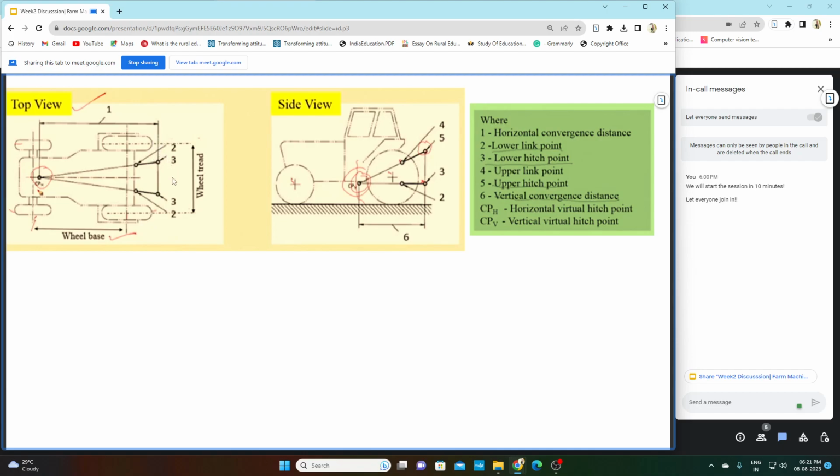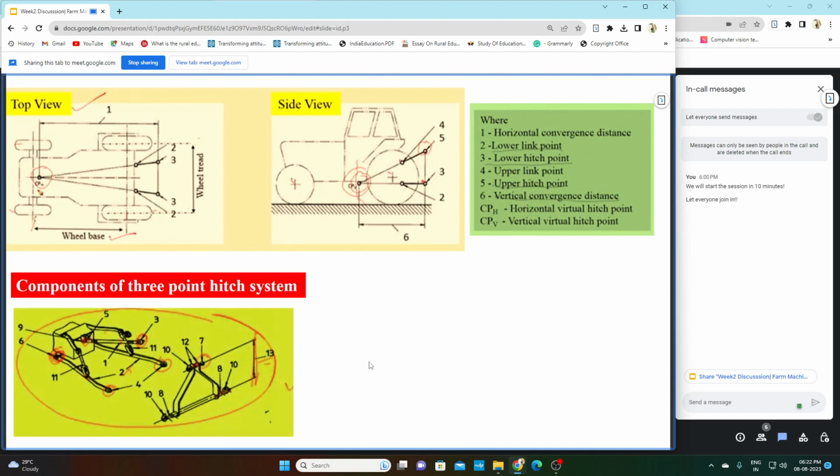Again I am repeating, there are two terms: wheel base and wheel tread. Wheel base is the distance from the front axle to the rear axle, and wheel tread is the distance from the center of the right wheel to the center of the left wheel. Okay, so this is about wheel base and wheel tread. The other specifications you can see here, I am not going into detail.